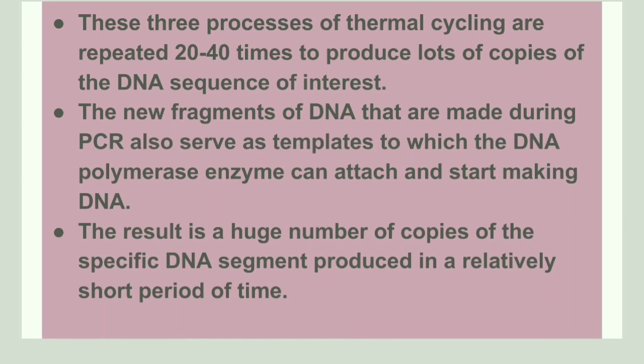In a short run, a huge number of copies are obtained from a single DNA piece, and this is because the byproduct of the first cycle is the template of the next cycle. In this way, we can generate a huge number of copies from a specific DNA segment.